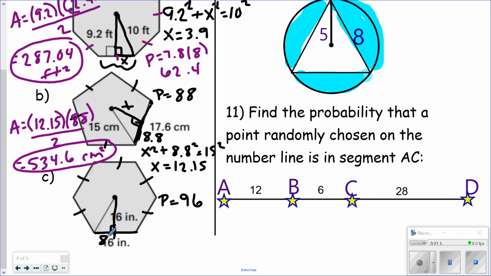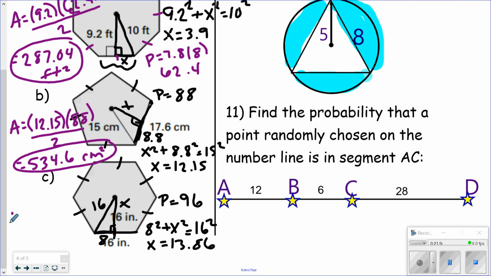So now I need, sorry, I put X in the wrong spot. This is kind of confusing. This piece here is telling us that this is 16. So I need to find my apothem, which is X. I need to use the Pythagorean theorem. So 8 squared plus x squared is equal to 16 squared. And we get that x, our apothem, is equal to 13.86. So now I have everything that I need to find the area.